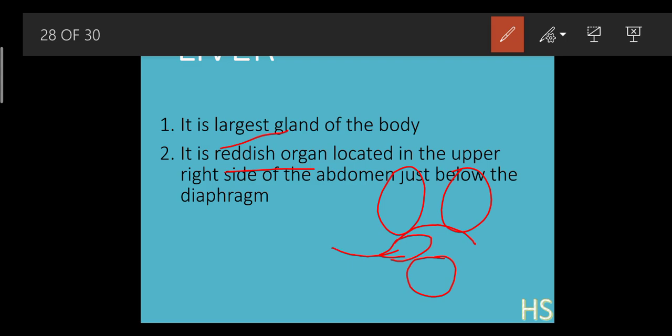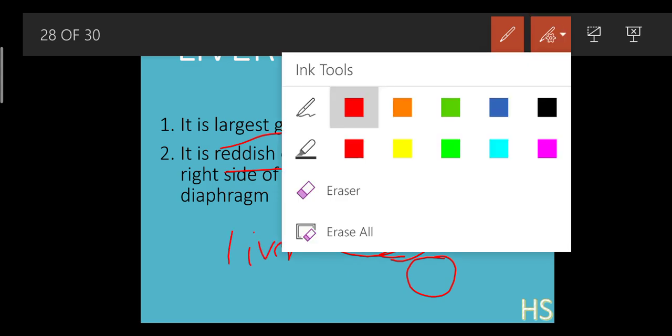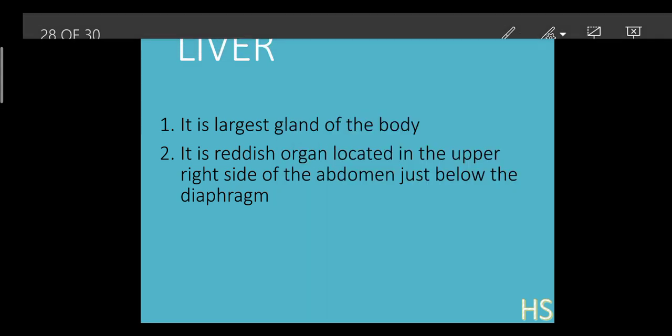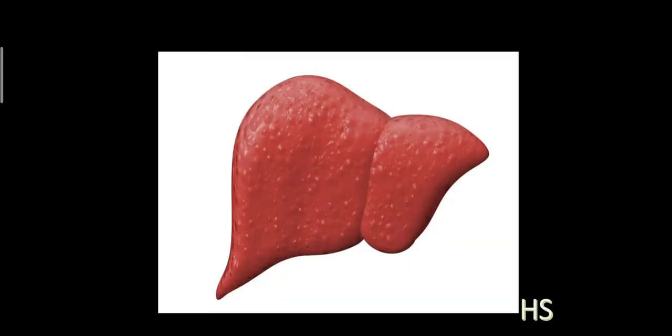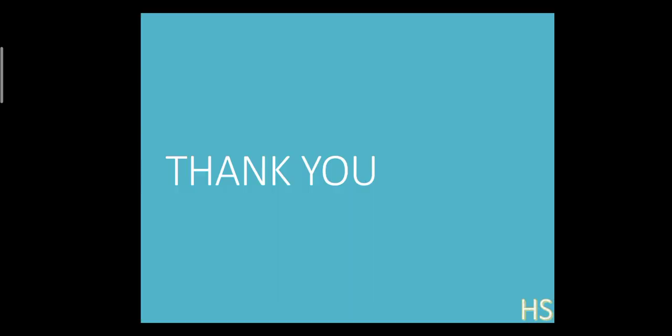Okay, this is nothing but the liver. You can see a perfect structure of this part. See, this is how the liver looks. So thank you students, this was part 2 of the digestive system chapter.